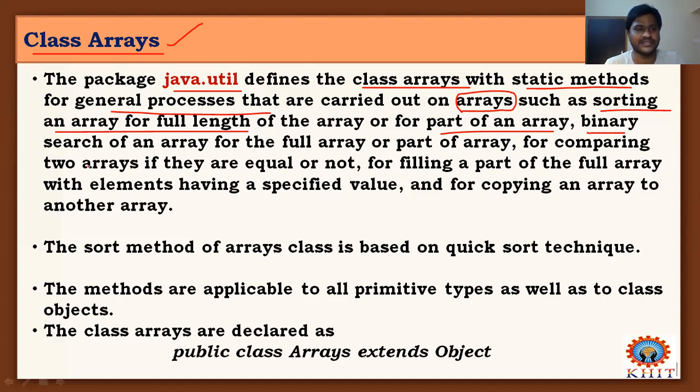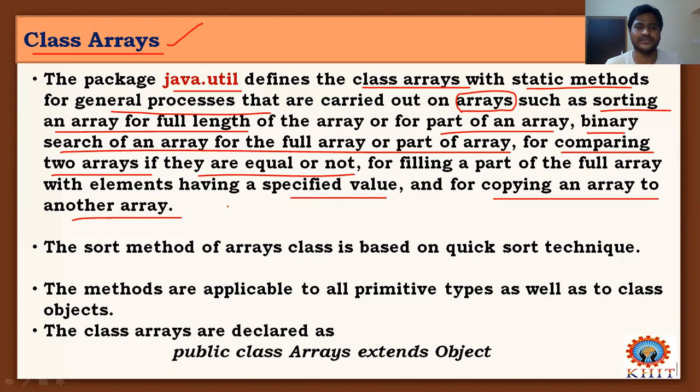And we can apply binary search on an array, for the full array or a part of the array, as required in the search process. Comparing two arrays is also available, to check whether they are equal. There is also filling the full array or a part of it with a specified value, and copying an array to another array. These are the different types of methods already defined in the Arrays class.